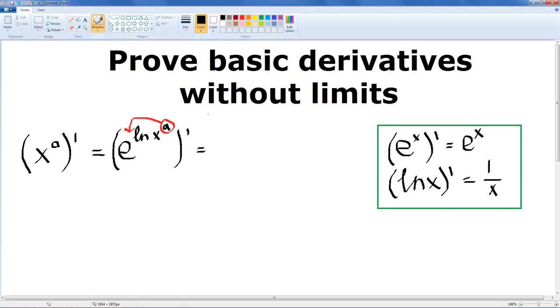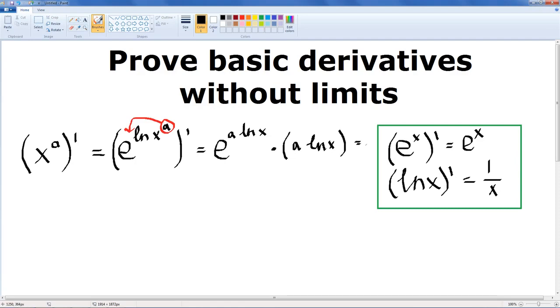What we get is the derivative of e to some power. How do we deal with this? Well, it's going to be that same thing, because e to the something doesn't change, so it's going to be e to the a times ln x. But we also have to multiply it by the derivative of the inside function, so it's going to be the derivative of a ln x.